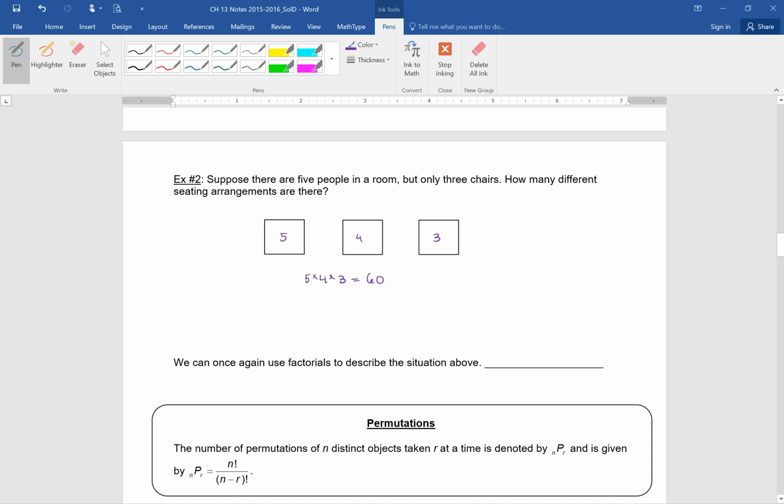Right? Now, can we write this as a factorial? Can I? Well, if I did 5 factorial, what would that be? 5 times 4 times 3 times 2 times 1. But look at what I have. These two are extra. Right? How can I get rid of those? What would I do to get rid of them? I can divide by them, right? So what would I divide by? 2 factorial, right? So if I did 5 factorial over 2 factorial, then I get 5 times 4 times 3 times 2 times 1 over 2 times 1, which is exactly what I want. Okay? So I could say 5 factorial over 2 factorial.